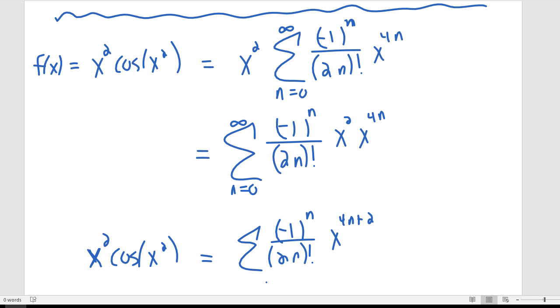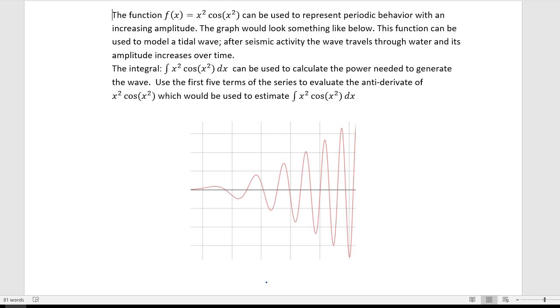All right, so let me stop there for a moment, and I want to look at an application. We have the function we just developed, f of x equals x squared cosine of x squared. In some scenarios we could utilize this function to represent a periodic behavior where the amplitude grows. We can see in this graph, here's the graph of f of x equals x squared times cosine of x squared. Again, we see periodic behavior where the amplitude is increasing.